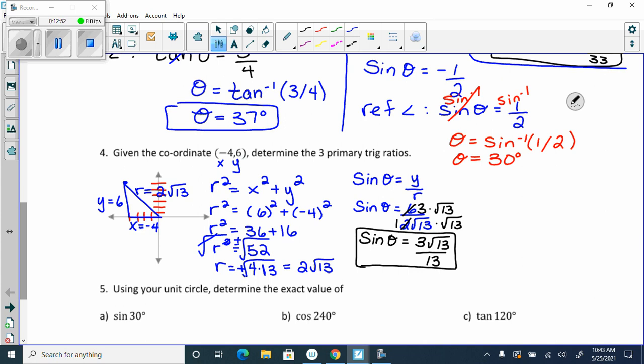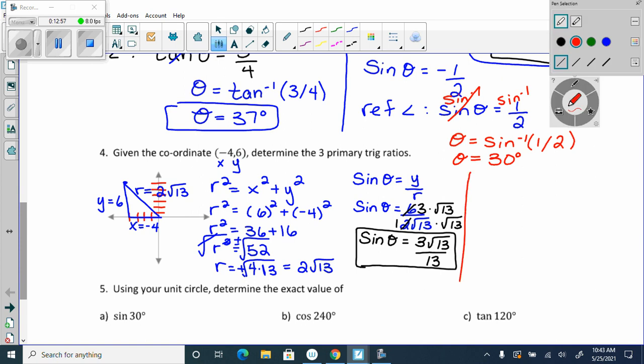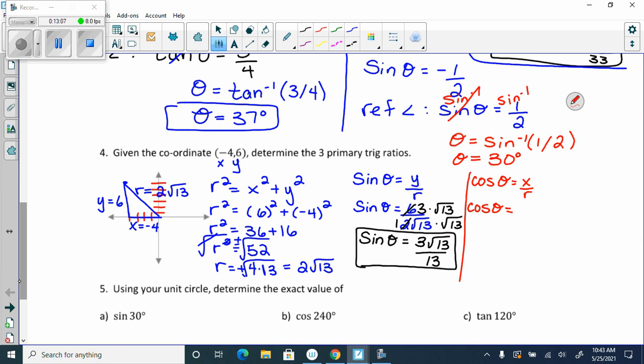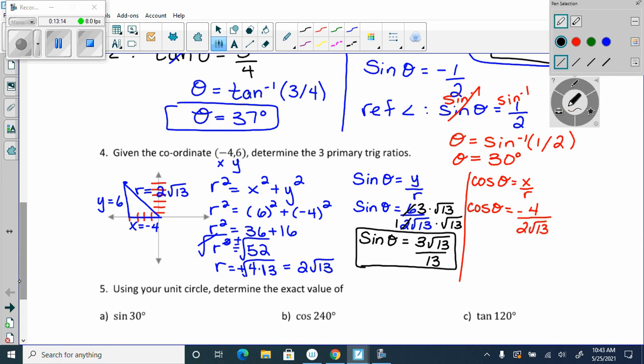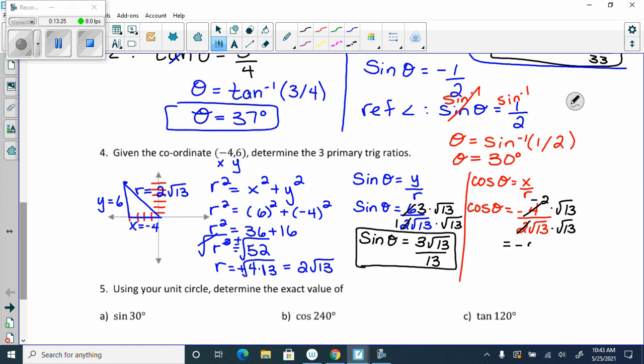And we have to do cos theta, just x over r. So cos theta equals x, which is -4 over 2 root 13. Take a 2 out, you get -2. Take a 2 out, you get 1. And then we have to rationalize it. So we get -2 root 13 over 13.